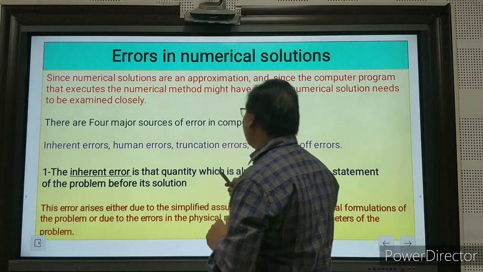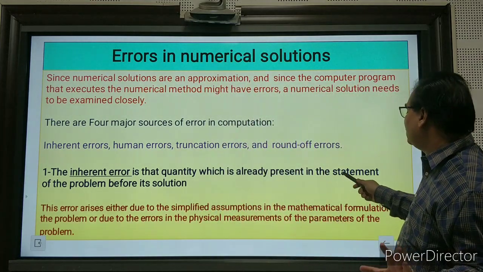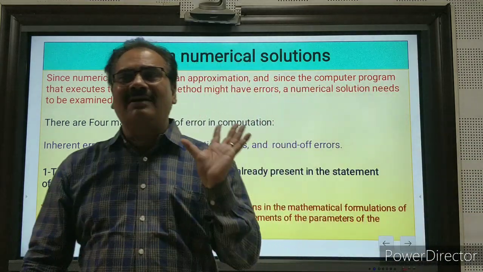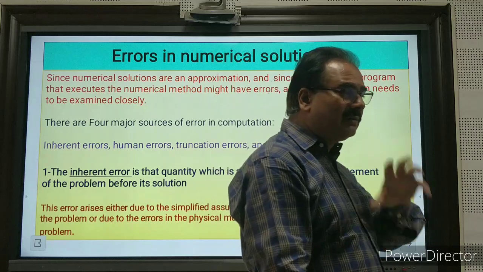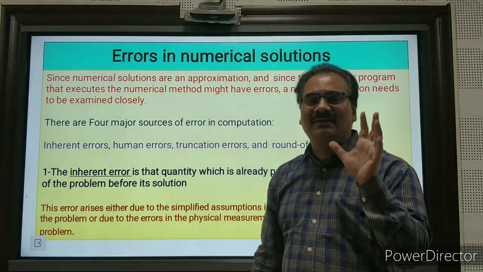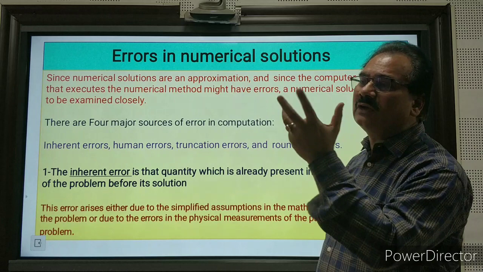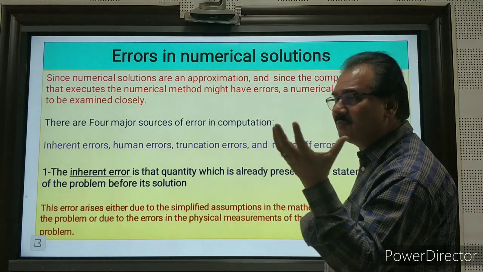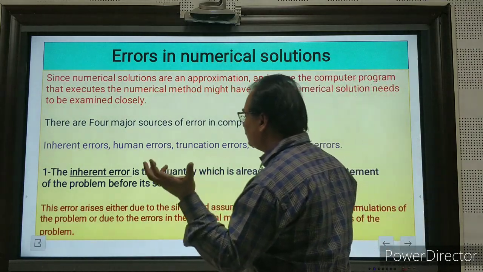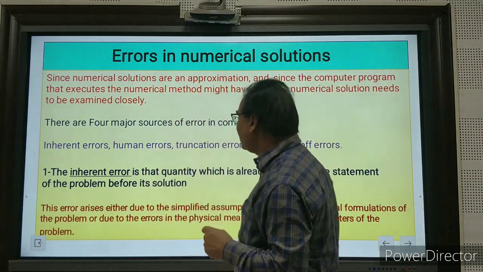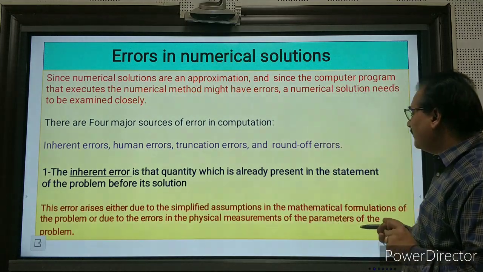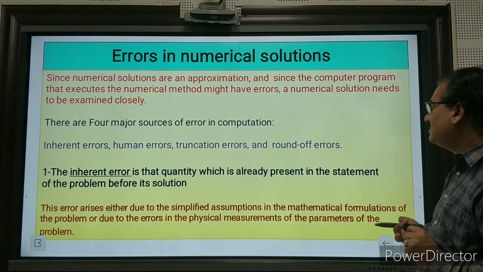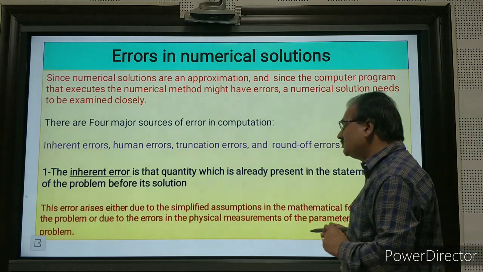The inherent error is the quantity which is already present in the statement of the problem before its solution. Let us suppose that someone wants a solution from you, but the statement itself has an error, then the solution will always be defective. So that is called the inherent error. This error arises either due to simplified assumptions in the mathematical formulation of the problem or due to errors in the physical measurement of the parameters of the problem.